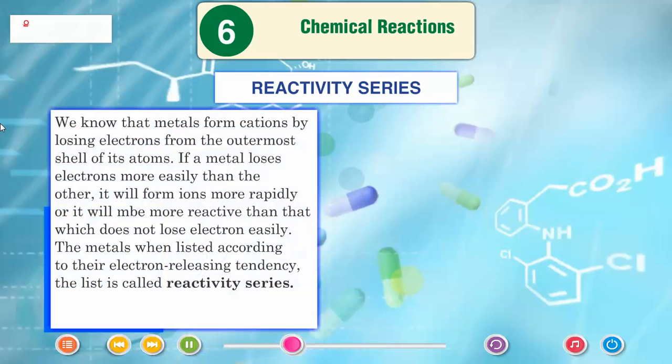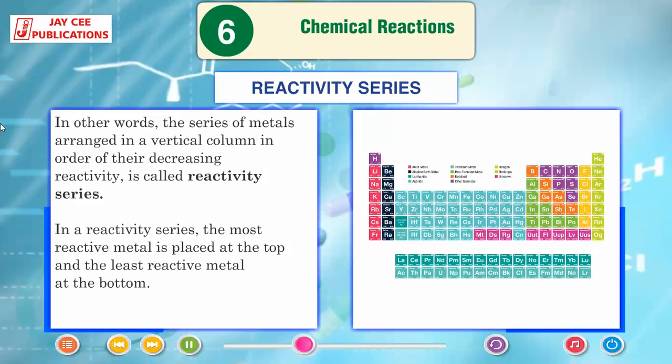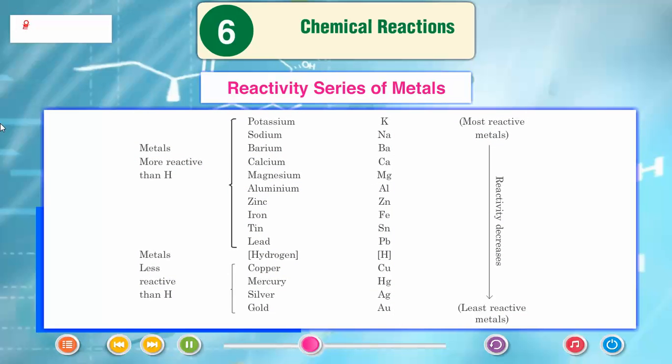Reactivity series. We know that metals form cations by losing electrons from the outermost shell of their atoms. If a metal loses electrons more easily than another, it will form ions more rapidly, or it will be more reactive than one that does not lose electrons easily. The metals, when listed according to their electron releasing tendency, form a list called the reactivity series. In other words, the series of metals arranged in a vertical column in order of decreasing reactivity is called the reactivity series. In a reactivity series, the most reactive metal is placed at the top and the least reactive metal at the bottom. Reactivity series of metals.